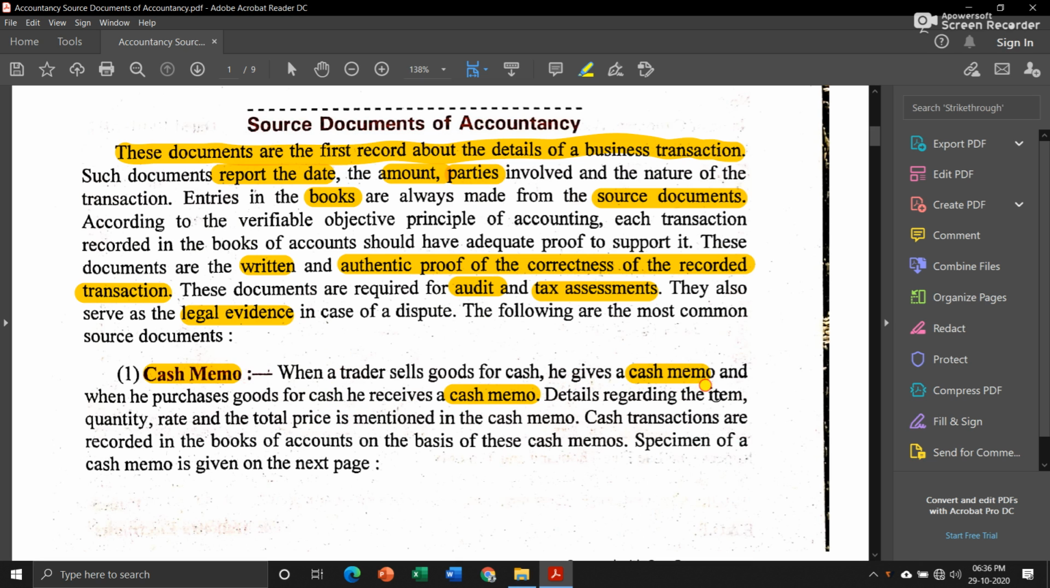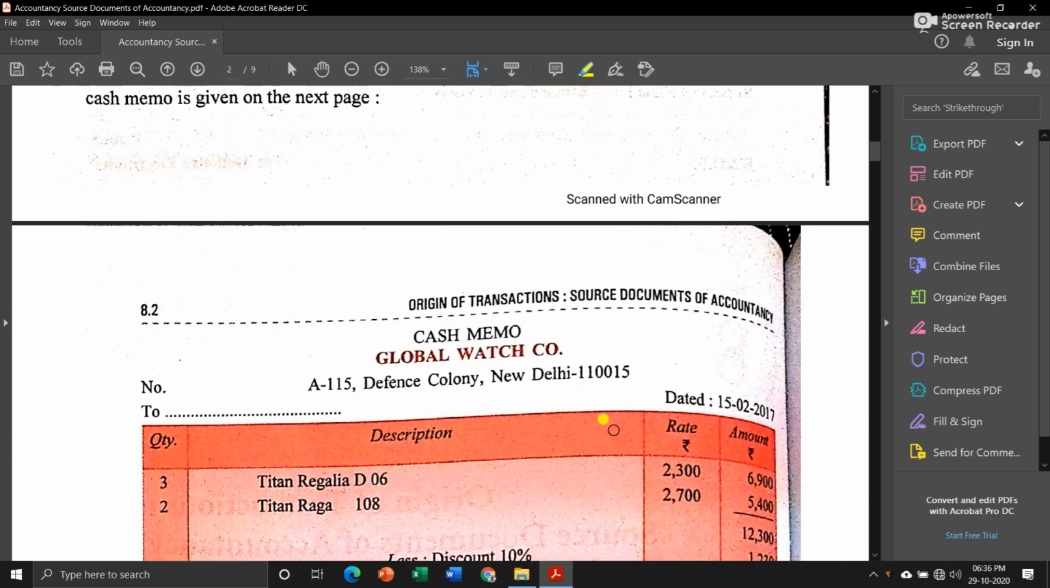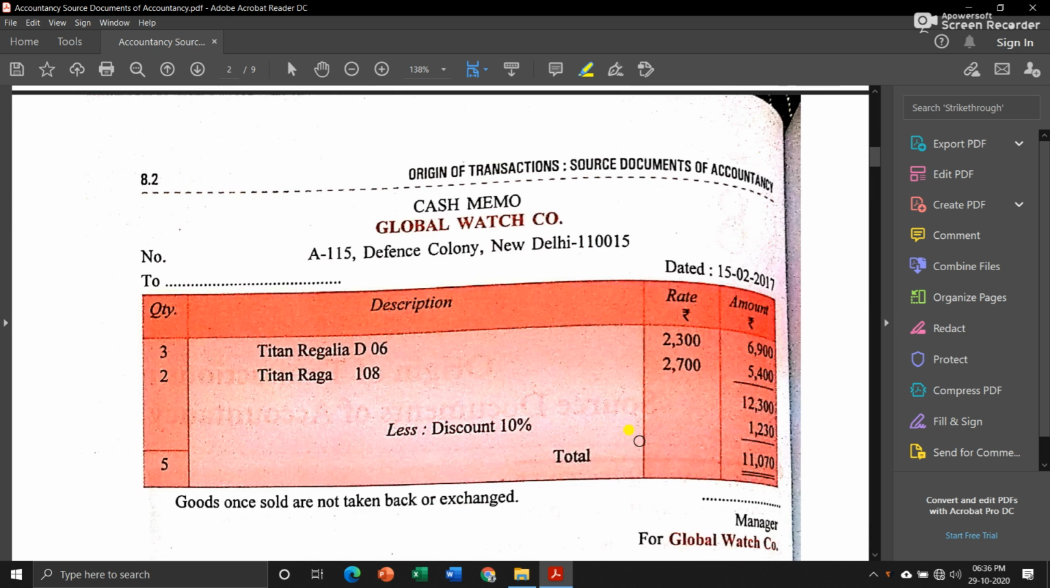Details regarding what item you have purchased or you have sold, at how much quantity, what is the rate, and what is the total price. All these things will be mentioned in the cash memo. Cash transactions are recorded in the books of accounts on the basis of these cash memos. Means all the cash transactions of a business will be recorded in books of accounts based on these cash memos. Now let us see one specimen or one example of cash memo.